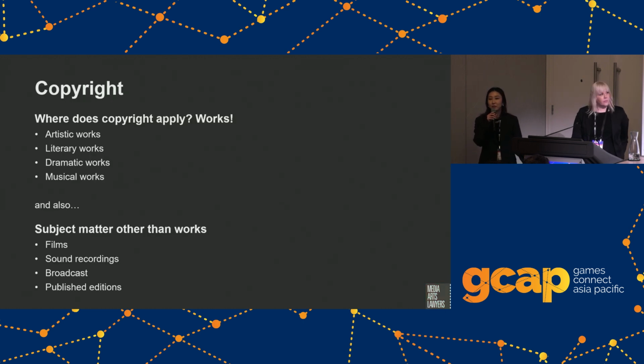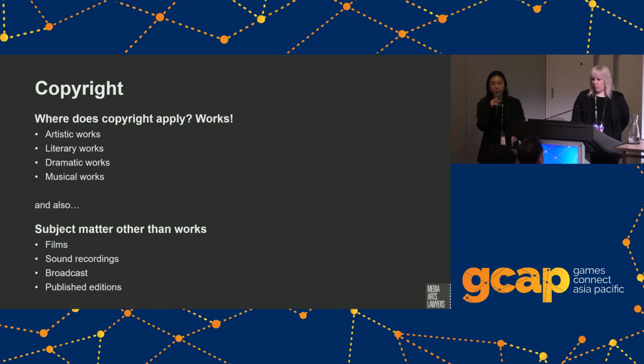So as you can see, there's a lot of different types of elements that can be IP. The first part we'll really break down is copyright, which is, so where does copyright really apply? And the answer is works. Any type of work that you see listed here, artistic, literary, dramatic, musical. I think everyone is probably fairly aware of these elements that have copyright, but also additionally you can have subject matter other than works, which are films, sound recordings, broadcasts and published editions. So copyright is quite broad and pervasive in whatever you really do and whatever you can really create. And it's a really good thing for artists to understand how to protect and commercialize their rights.